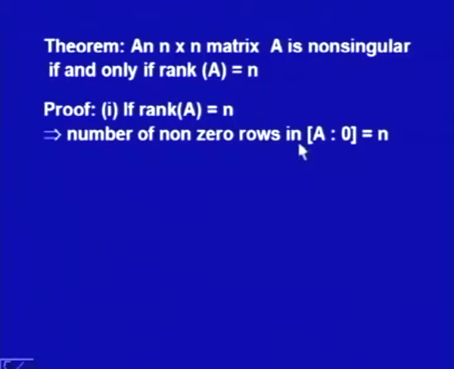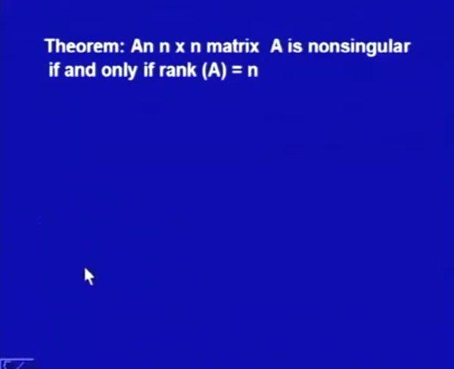So, the number of non-zero rows in this matrix is equal to n, so we can reduce this matrix into echelon form. A will be In, that is the meaning of rank of A equal to n, and if A is equal to In, then its determinant is not 0. So, A is going to be non-singular. So, if rank of A is equal to n, then A is non-singular.